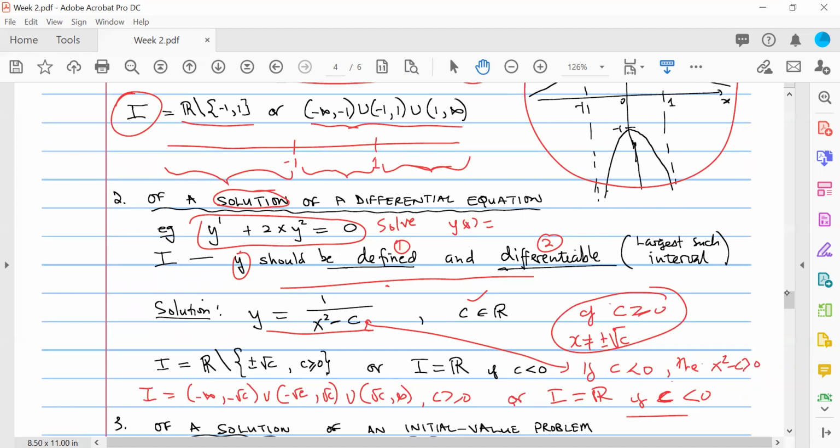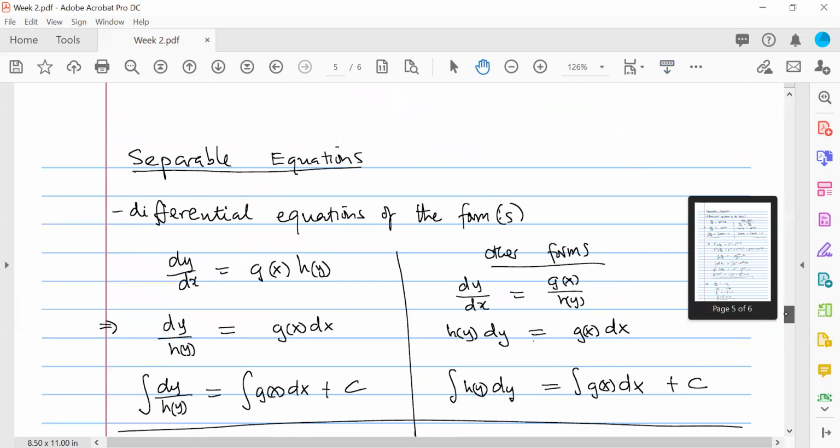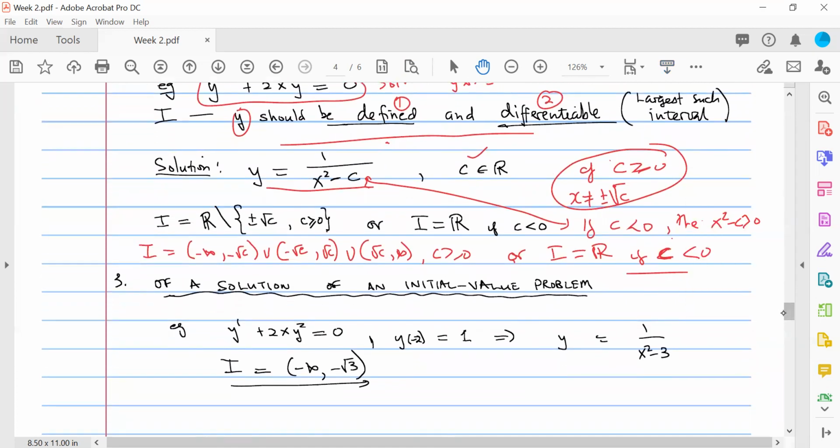So that's all we need to do. And of course, this solution is differentiable. All right, so that's what we do when we're looking for a solution, or the definition of a solution of a differential equation. So it should be defined and differentiable.